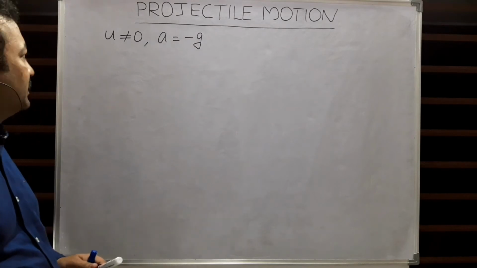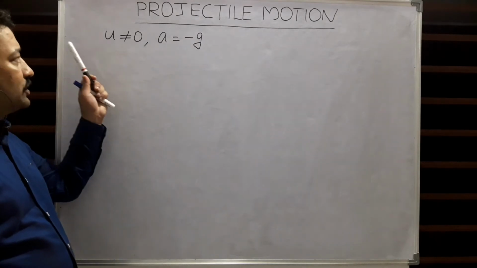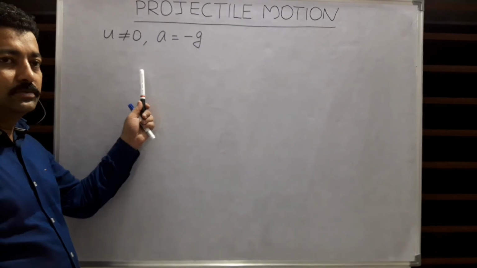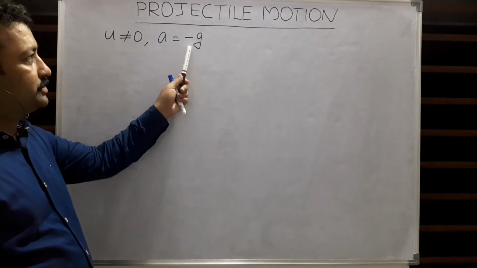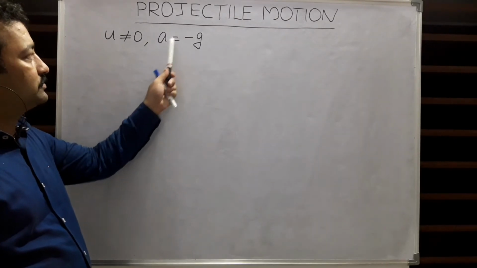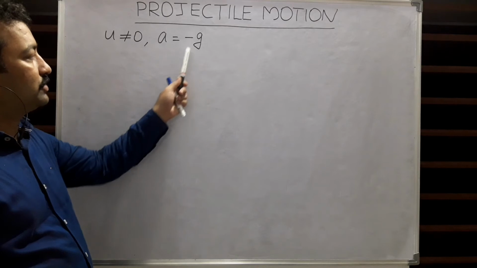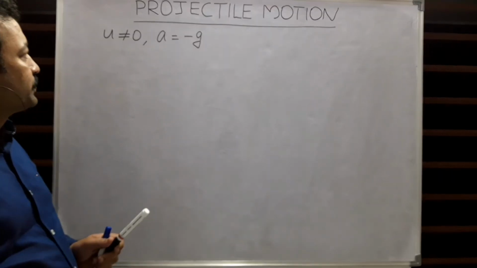So what does it mean? A projectile is something which has got a non-zero initial velocity, and an acceleration. It is moving under gravity with acceleration a is equal to minus g.